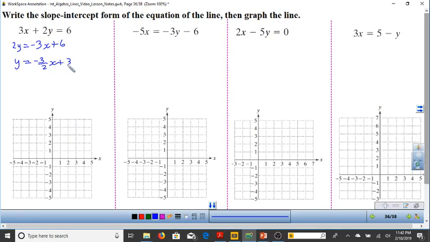The point we plot first is, so the slope is -3/2 or 3/2, and the y-intercept is the point 0, 3. You plot this point first.